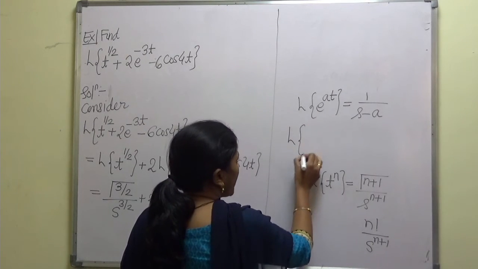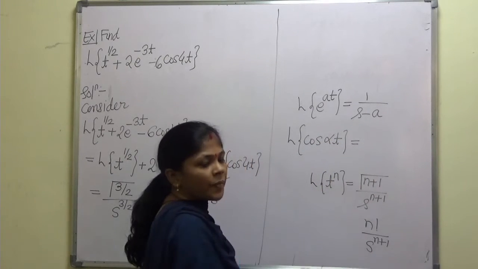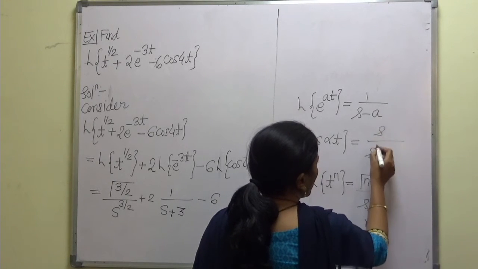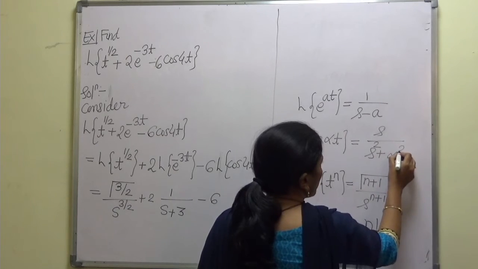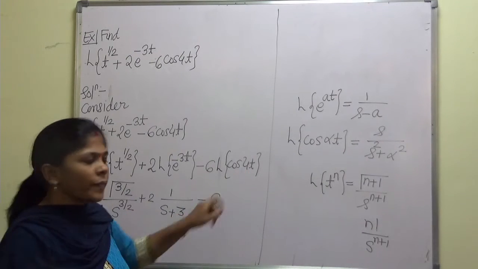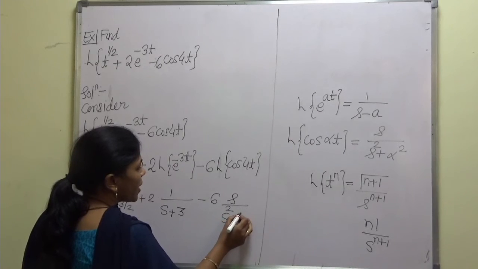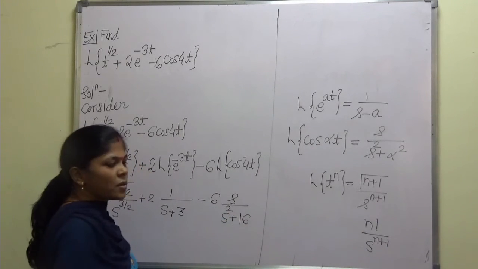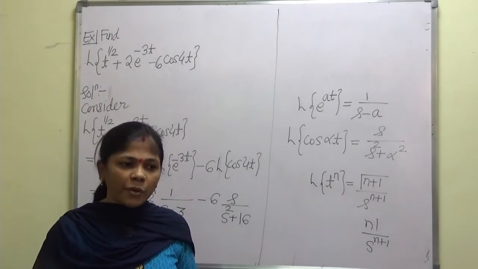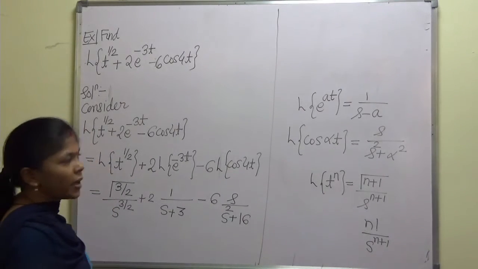So, we have the formula Laplace of cos alpha t. What is Laplace of cos alpha t? Laplace of cos alpha t is s upon s square plus alpha square. Okay. So, just identify alpha over here. What is alpha? 4. So, what it will be? s upon s square plus 4 square, that is 16. So, in this way, just by making use of the Laplace transform of elementary functions, one can get the Laplace transform by making use of the linearity property.